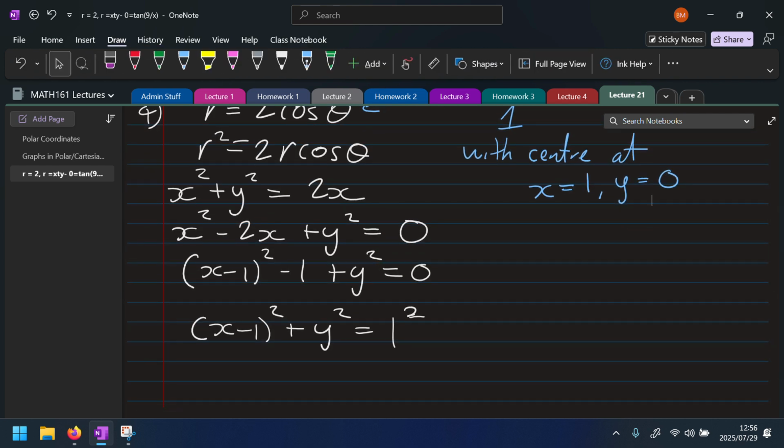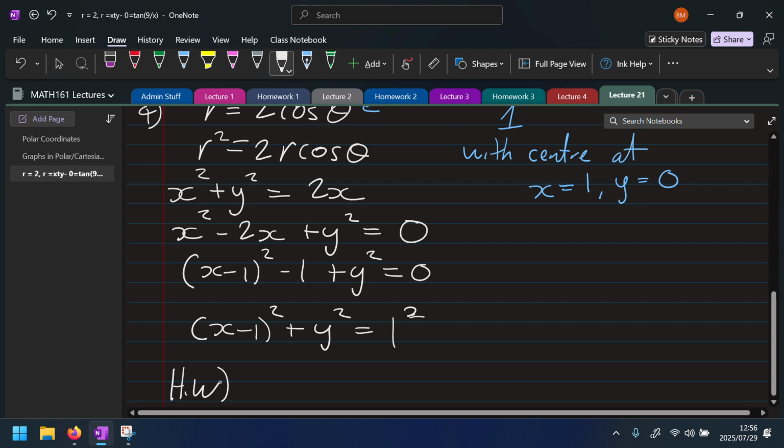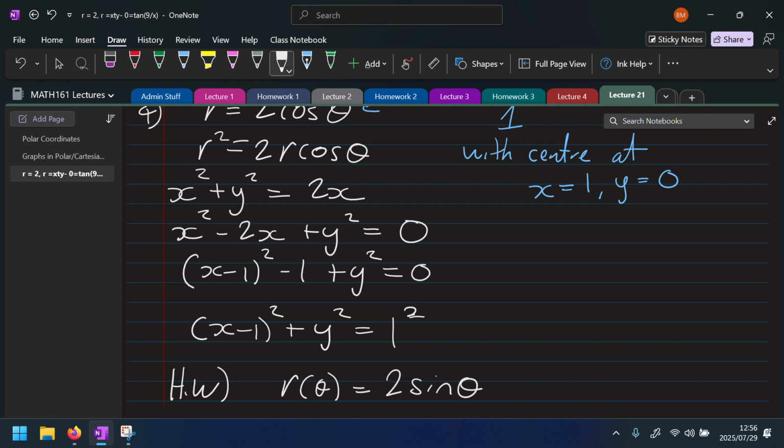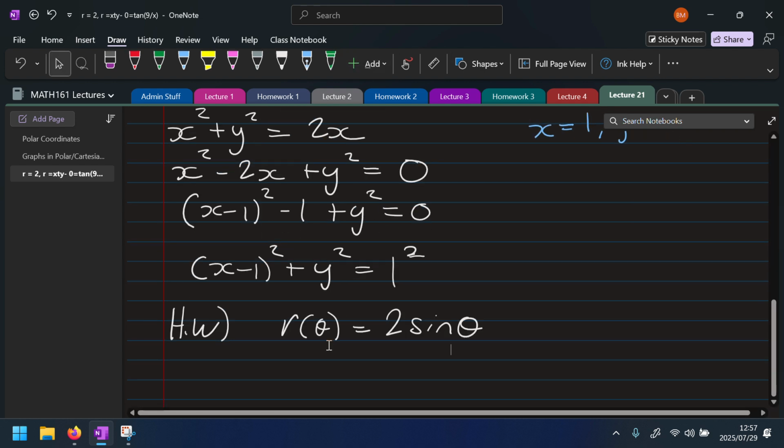Okay, and then for a little bit of homework. What is this going to be? So now we have 2 sine theta. Any guesses? Shifted up, yeah. You can tell just by quickly looking at it, we've got sine theta. Sine theta goes with y. So shifted up. For homework, convert this into Cartesian, and then you'll see the correct shifting there.